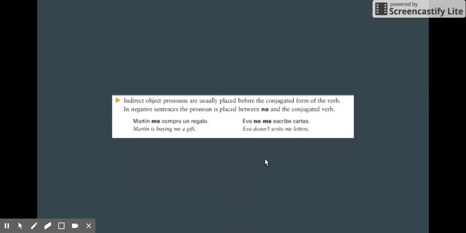Similar to direct object pronouns, like I said, they go before the conjugated verb, and if you're negating it, the no goes before the pronoun. So no me escribe cartas in this case. And what this section talks about right here is simply when using an indirect object pronoun with the present progressive, it either goes before the verb estar or attached to the end of the present participle.